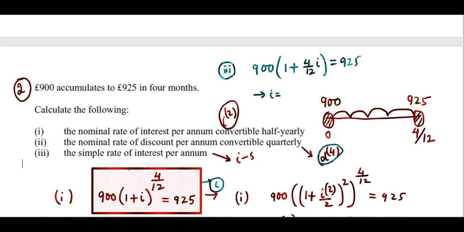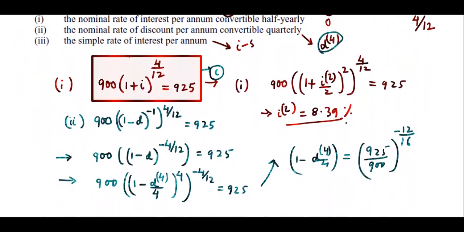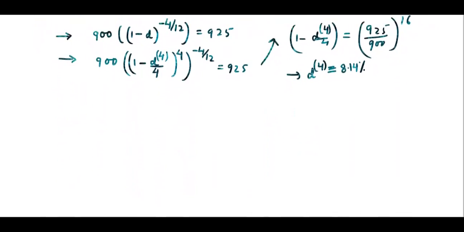So these are the three parts of this question. I will write the answer also so that you will be able to check. It should be equal to 8.33% approximately. And this one, 8.14%. Let's go to the next question.